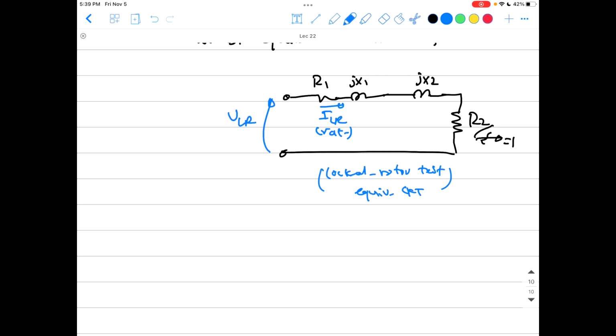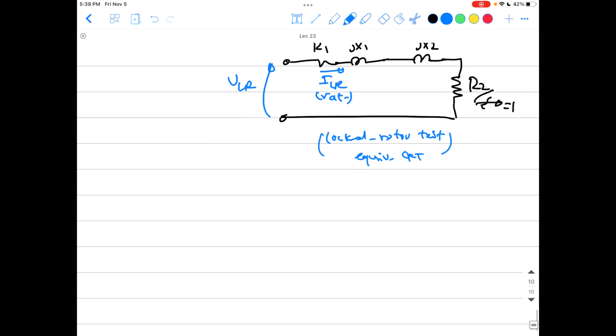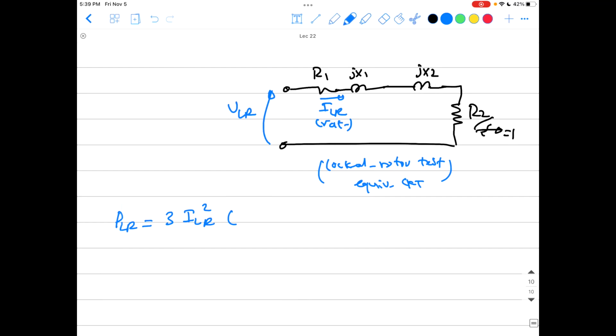Okay, from now you know that for this circuit, P locked rotor will equal 3 I locked rotor squared times the resistance. You have here all the resistances and reactances in series, so the total resistance will be R1 plus R2. Okay, that is how much power is going to the circuit, guys. P locked rotor here is measured. You already measured it in the test, so you know it. And I locked rotor is also measured. You measured it in the test and it equals the rated value. Okay, don't forget the 3 because it's 3 phases.